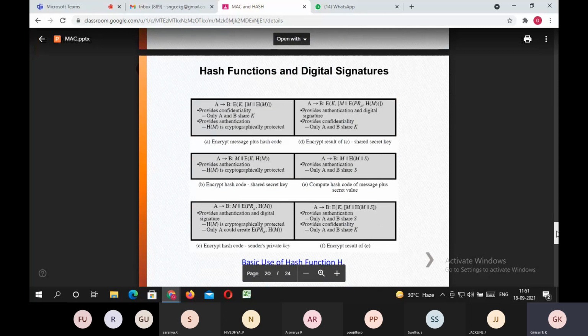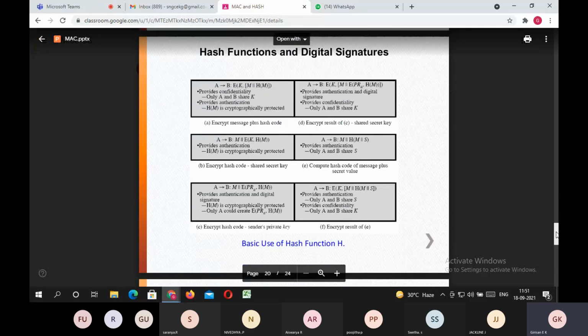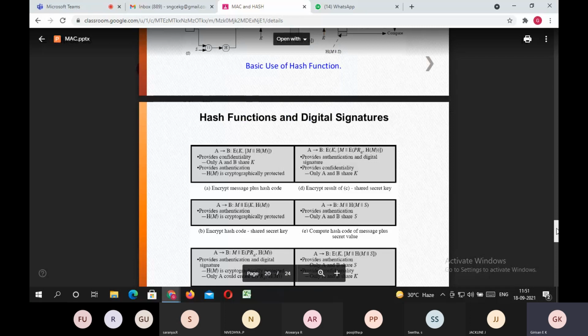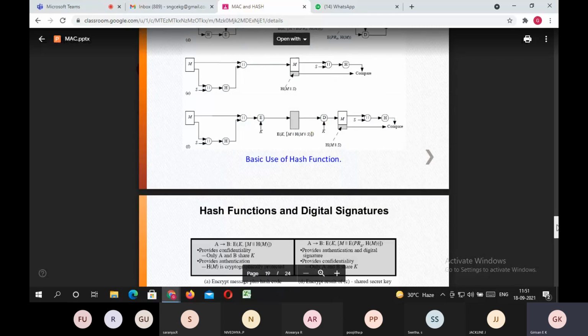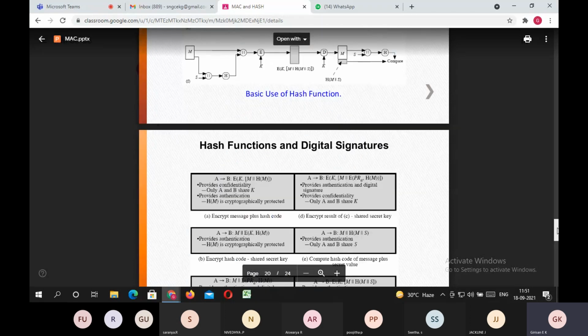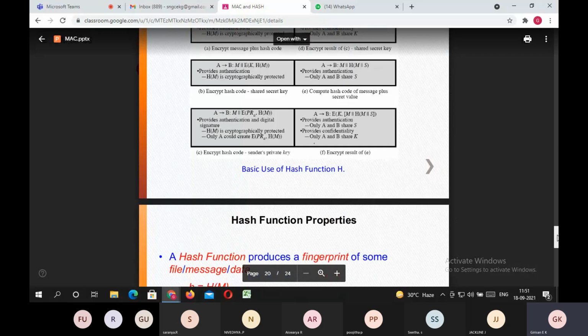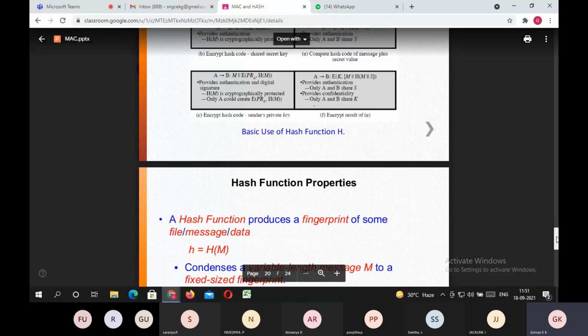So these 6 forms have been described in this picture as a dialogue, A to B. A is the sender or source, and B is the destination or the recipient. So H of M is calculated, which protects the message and acts as a digital signature. Okay, so these are the 6 forms. Remember, in MAC there are 3 forms, and in hash function there are 6 forms.